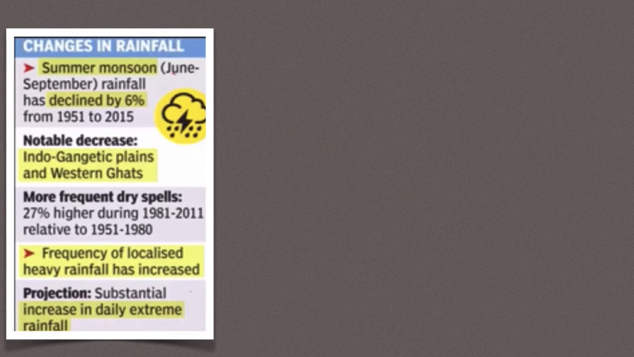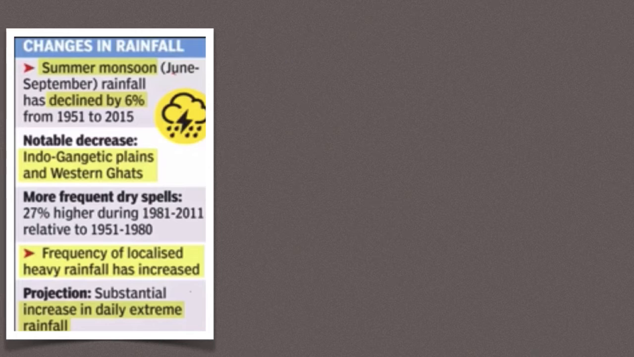Here you see that in the last 65 years, that is 1951 to 2015, the summer monsoon rainfall has already decreased by 6%, and that too in major agro-productive zones of the country like the Indo-Gangetic plains and Western Ghats. The dry spells, or abnormally long dry weather, have also increased by 27% in the recent 30 years, 1981 to 2011, compared to the previous 30 years, 1951 to 1980.